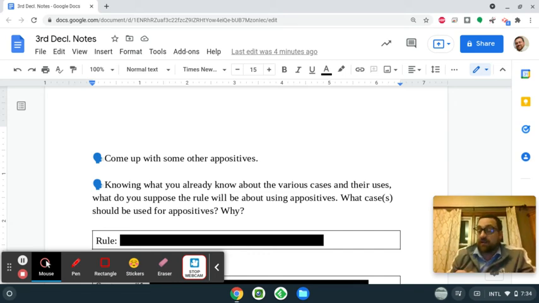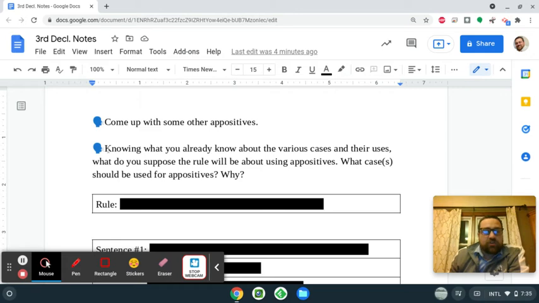Accusative is for the direct object of a sentence. The accusative is for the thing being verbed. Okay? And then the ablative, there's a lot of different uses for it, right? So there's with, by means of, from a place. We'd put the place in the ablative. So the ablative has lots of different uses. So knowing what you already know about all those cases and their uses, what do you suppose the rule will be about using appositives?